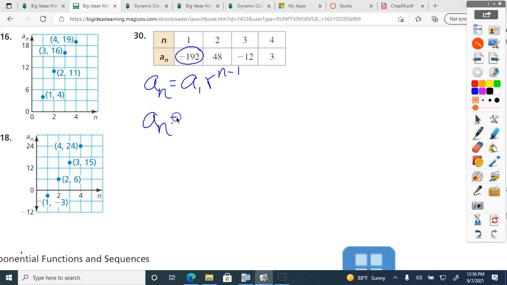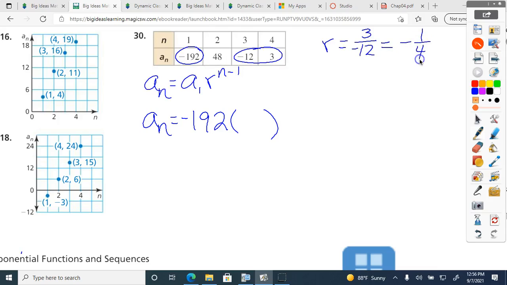So, A sub 1 equals -192. Figure out what R is. R, we can do any of these things. R is not -4. Okay? I'm going to use these two numbers right here. Which one comes last? 3 divided by the one that's in front of it. -12. That is not -4. That is -1/4. Okay? It's not the same thing. If you multiply something by 4, it gets bigger. If you multiply it by 1/4, it gets what? Smaller. Which is what's happening here.